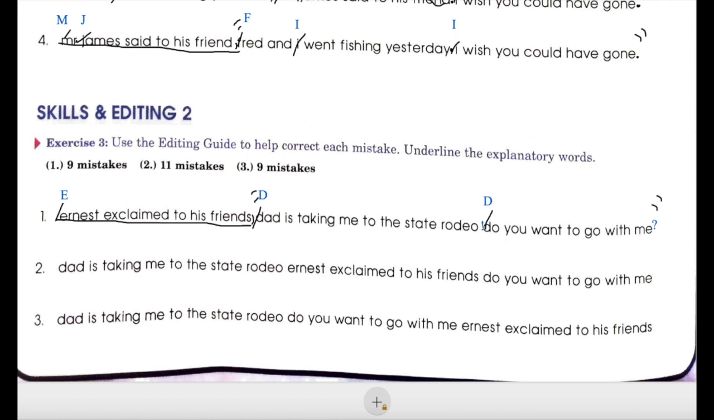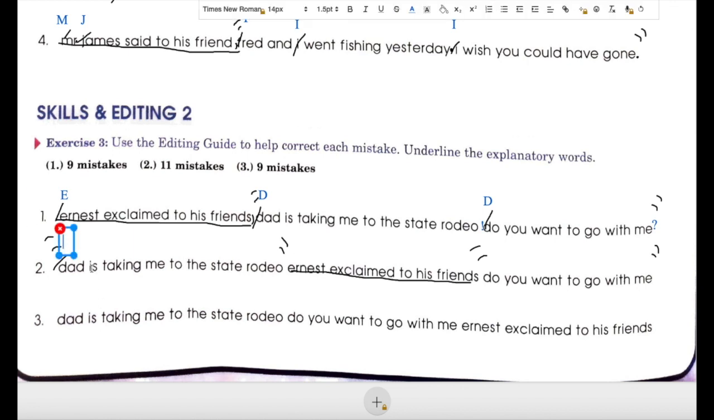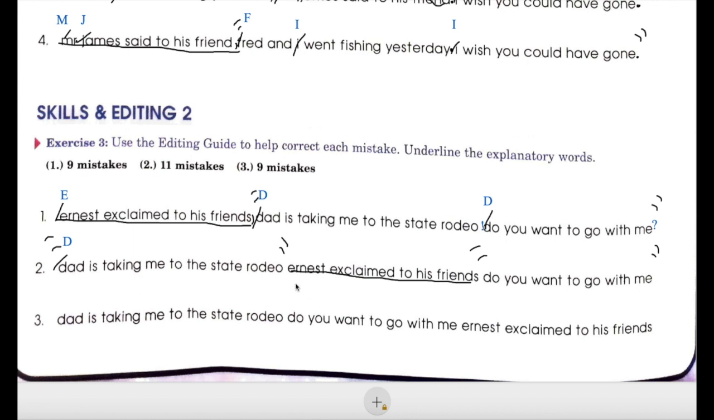All right, number 2, Dad is taking me to the state rodeo. Ernest exclaimed to his friends, do you want to go with me? We have explanatory words in the middle. Put quotation marks around both of the sentences, since we have explanatory words in the middle. Capitalize Dad. Dad is taking me to the state rodeo.